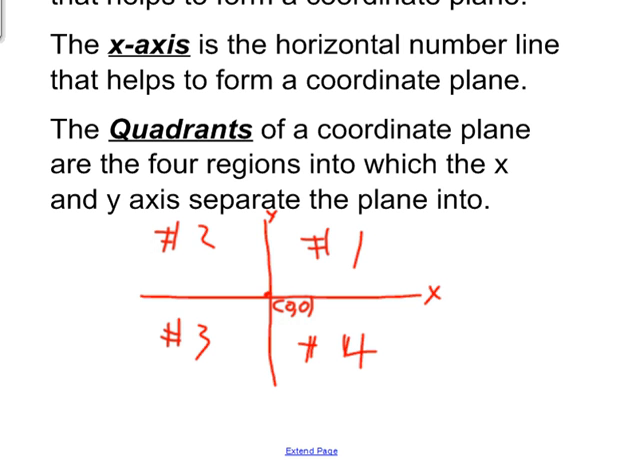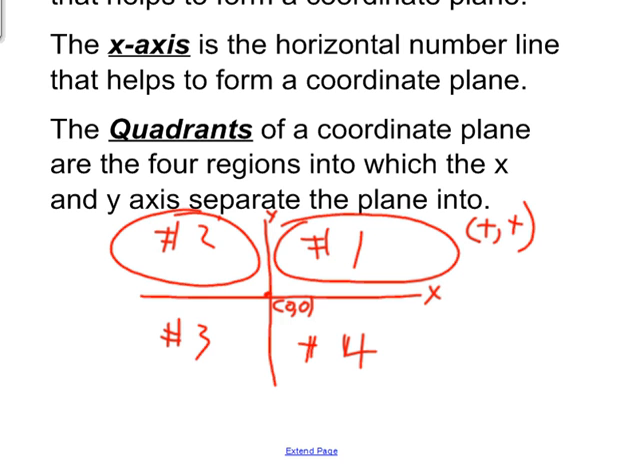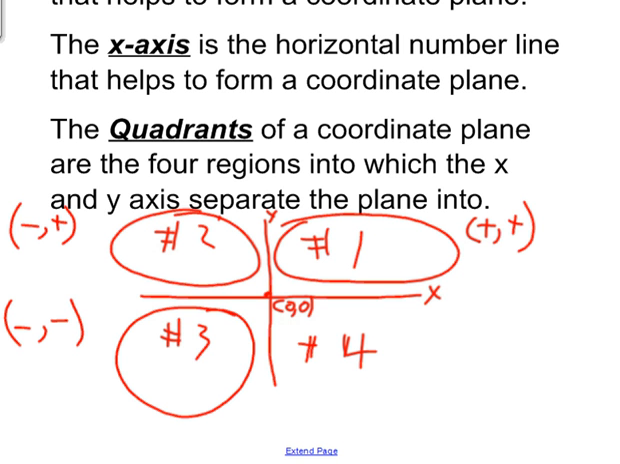If you look at the values in quadrant number 1, any point that's in number 1 will always have a positive number for the x and a positive number for the y. If you look at any value that's in quadrant number 2, it will always have a negative for the value of x and a positive for the value of y. Anything that's in quadrant number 3 will have a negative for the x and a negative for the y. Anything that's in quadrant number 4 will have a positive for the x and a negative for the y.